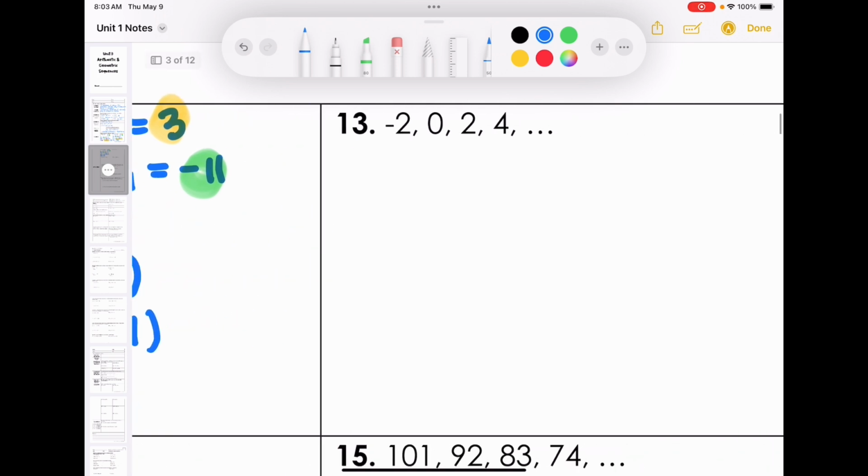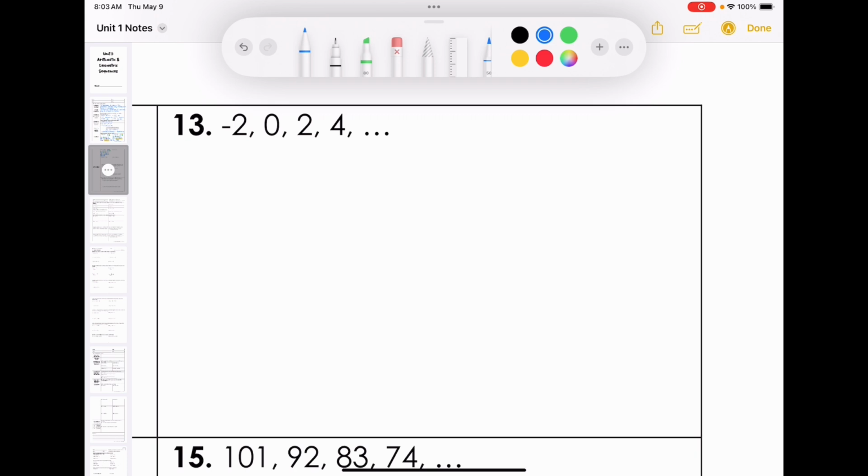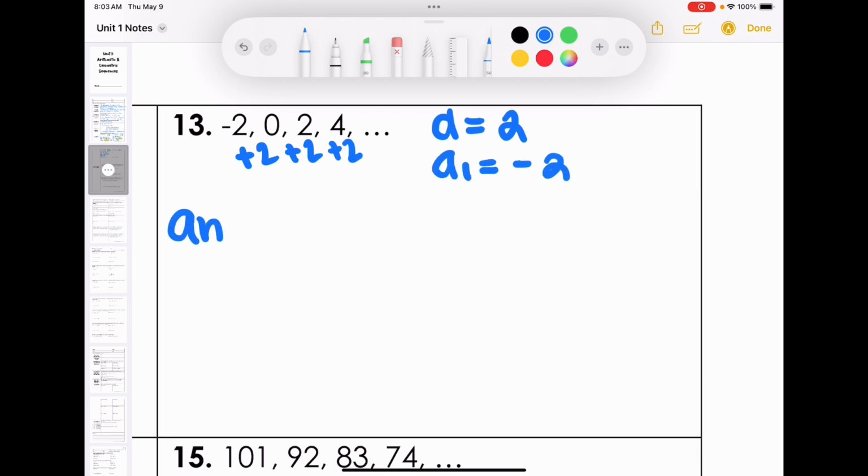All right, number 13, negative 2, 0, 2, 4. So this time, we're adding 2 every time. So my common difference is going to be positive 2. And the first term of the sequence is negative 2.